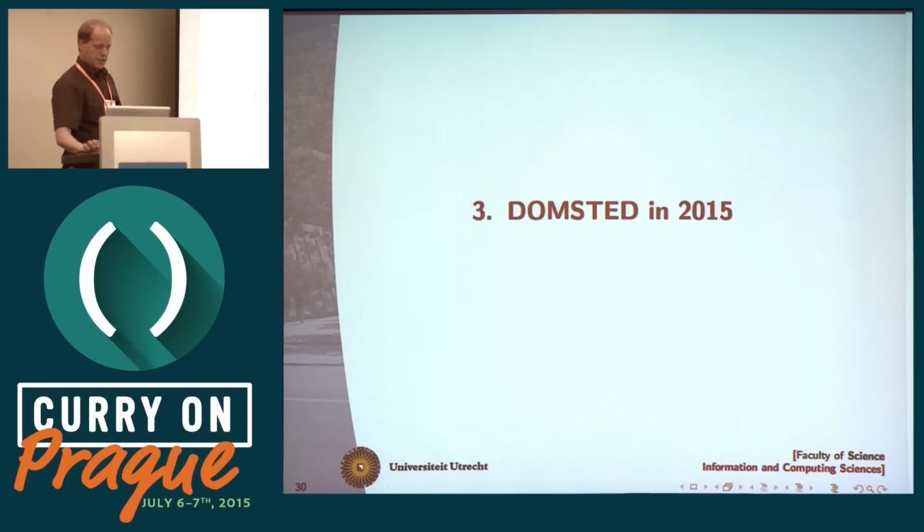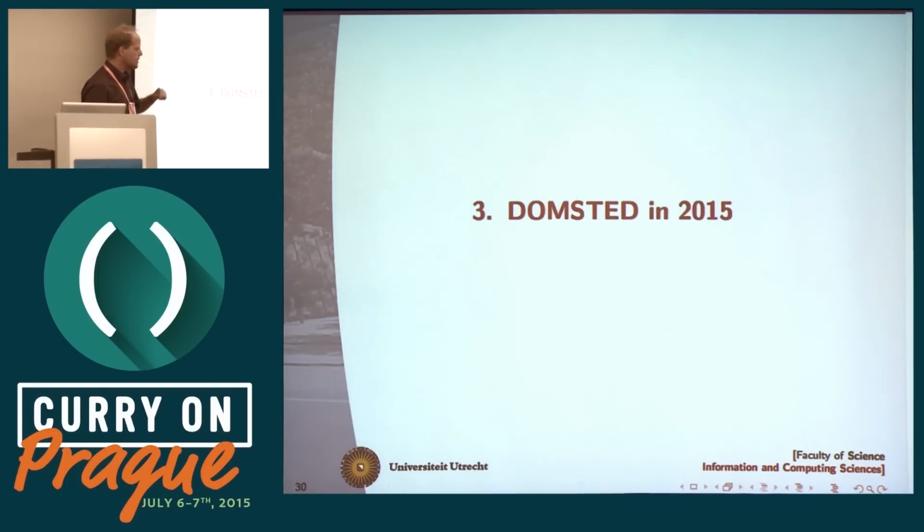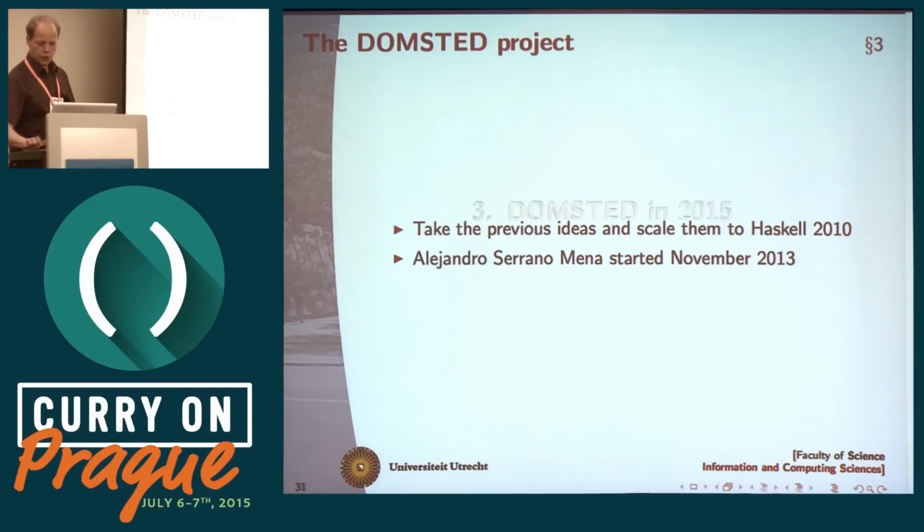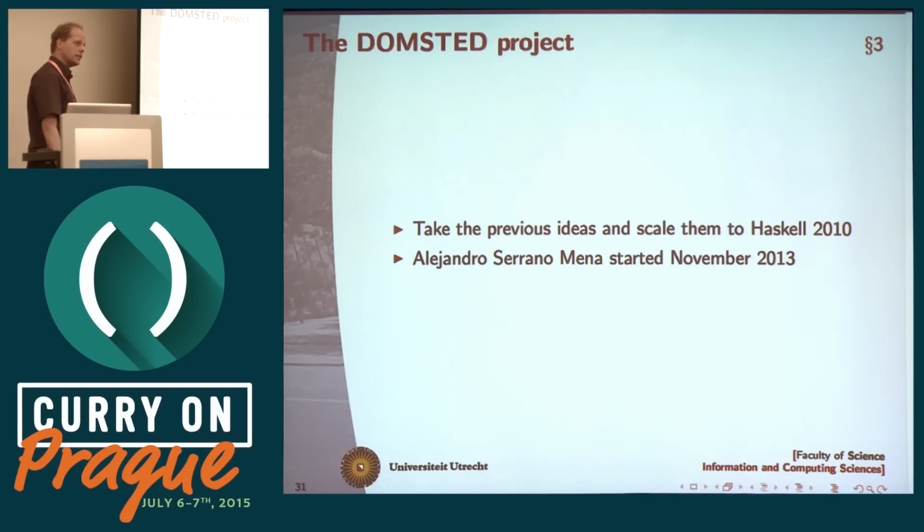So this was domain-specific type error diagnosis in 2003. A few years ago, I thought, after doing some type and effect systems, it's time to raise this idea from the dead again, but now do it for Haskell 2010. So I wrote a proposal to scale this whole thing to Haskell 2010, so that it actually works when you have GADTs and type families and so on. And I have a student working on that since 2013.